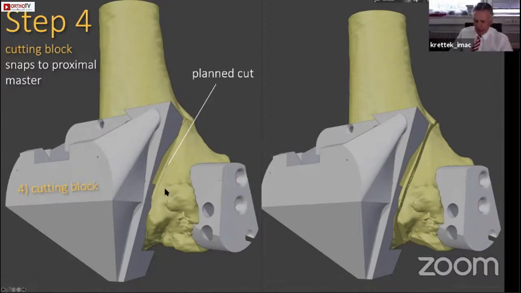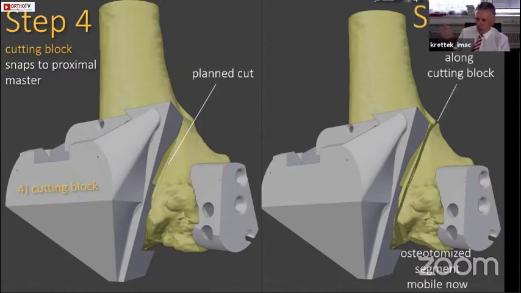defines the cutting plane, and we can virtually and in reality then nicely and very precisely cut this bone with not so much soft tissue disruption and not so much uncertainty, which we would have with normal planning and performance.